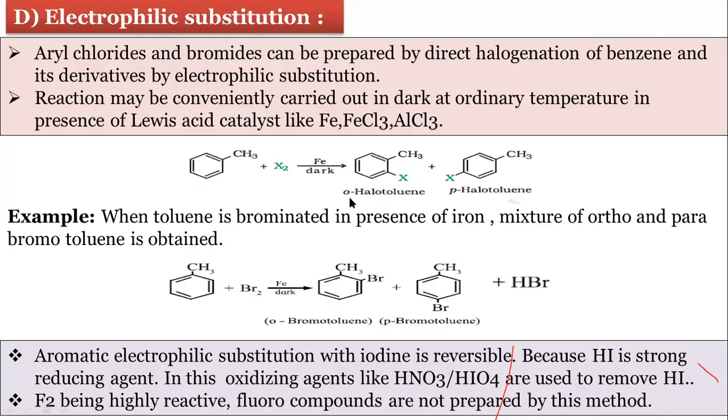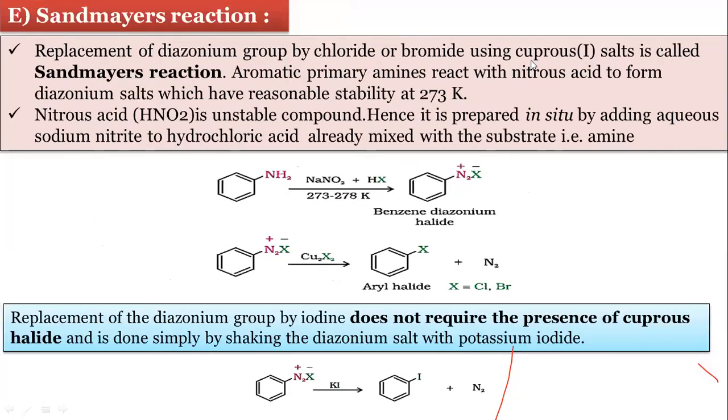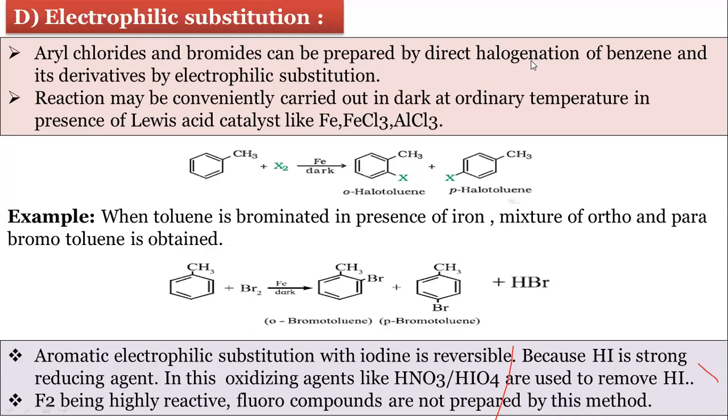So the next part is electrophilic substitution reactions. In 11th standard, we already studied what is meant by electrophile and what is meant by nucleophile. Electrophilic substitution reaction means in this the electrophile is substituted. Remember, electrophilic substitution means the electrophile is substituted. Electrophile means positively charged species. See one example. Directly we will take one example.